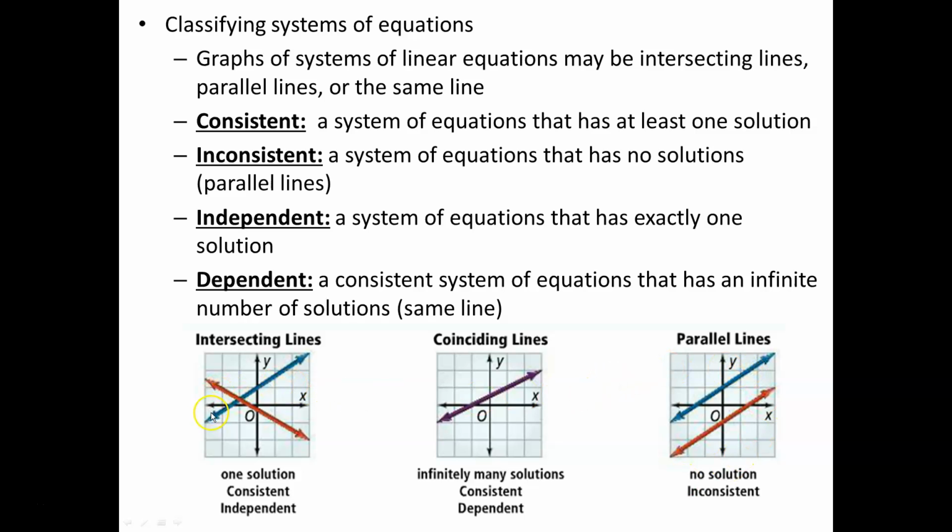If our lines cross at least once, so if they're one of these two, the infinitely many or ones, then they're consistent. There is a solution. If they don't touch at all, those are parallel lines, and there is no solution. Those are inconsistent lines. So let's talk about these consistent lines. We have 2 of them.